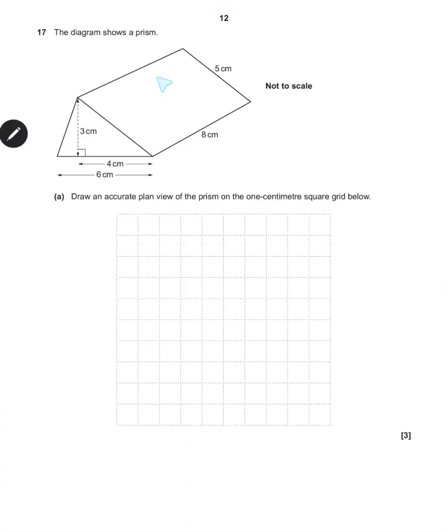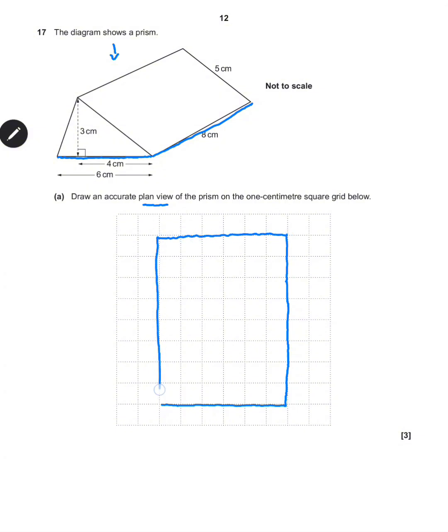Question 17, and we're looking at a prism, and it says draw an accurate plan view. And a plan view is from top. So you've got to imagine what you see if you look directly down on this prism. Well, firstly we'd see something that's 6 centimeters across. So on this grid, I'm just going to draw a line that's 1, 2, 3, 4, 5, 6 centimeters across. You'd also see something that's 8 centimeters long, and that'd come this way, 1, 2, 3, 4, 5, 6, 7, 8. So we'd effectively see a rectangle from the top.